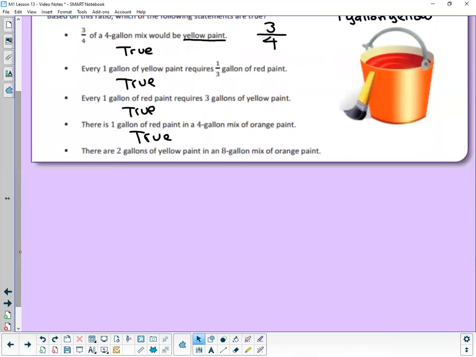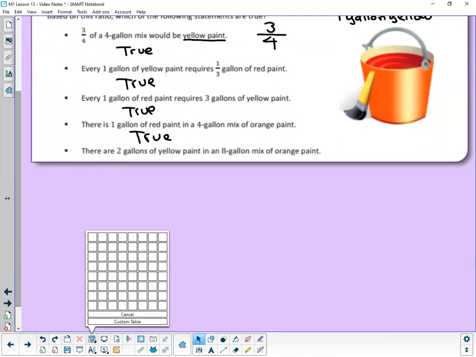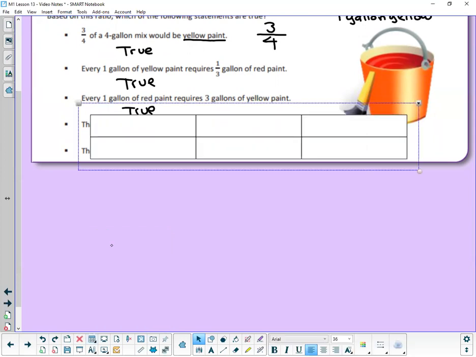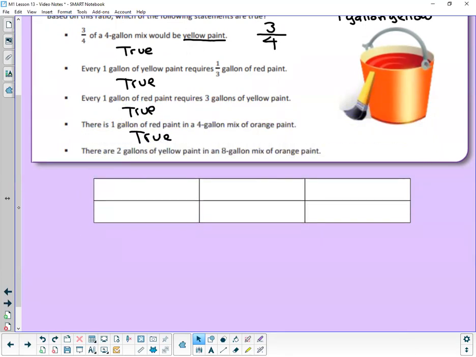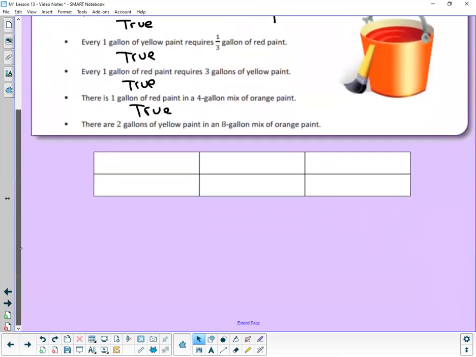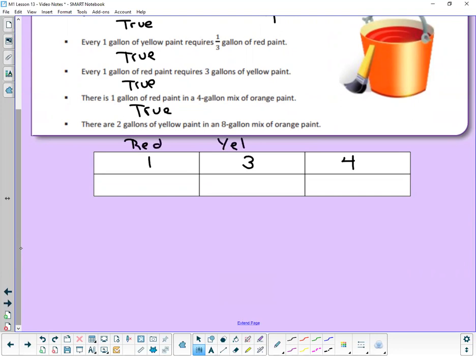and let's do it right here. Let's see here. There we go. Here's what I'm going to do. Slide that down so y'all can see it. All right. So my original ratio, well, if I had 1 gallon of red, 3 gallons of yellow, the total was 4. So I'll even label this for you. Red, yellow, and total.